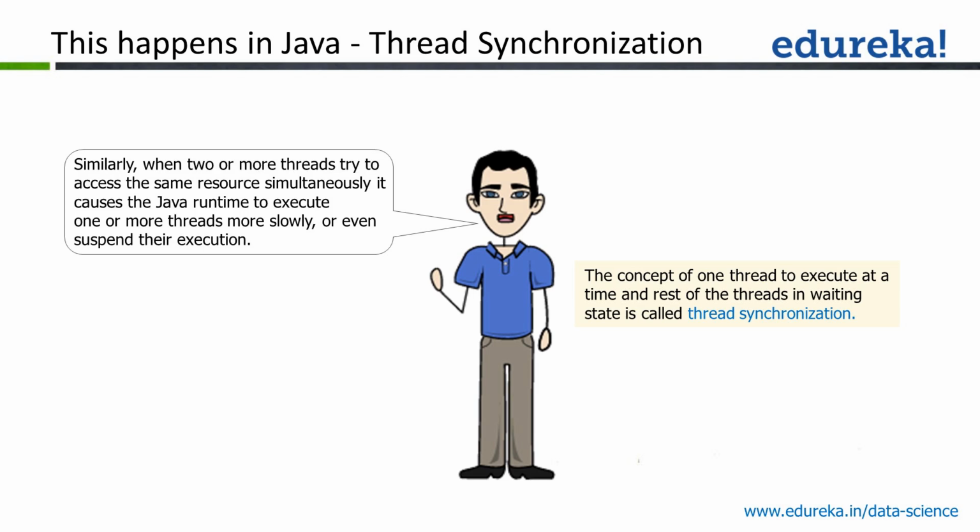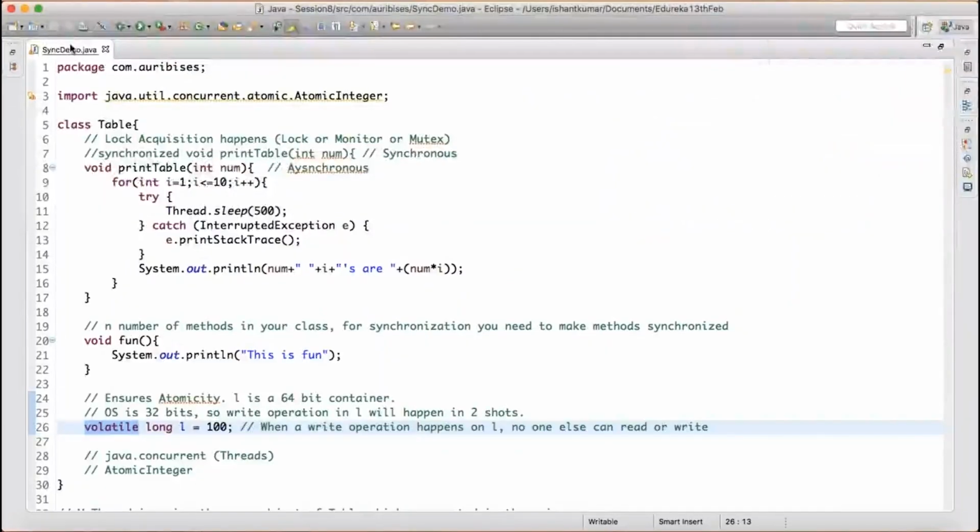So when 2 or more threads try to access the same resource simultaneously, the Java runtime can execute one or more threads more slowly, or it can even suspend the execution. I will take one more example over here now.